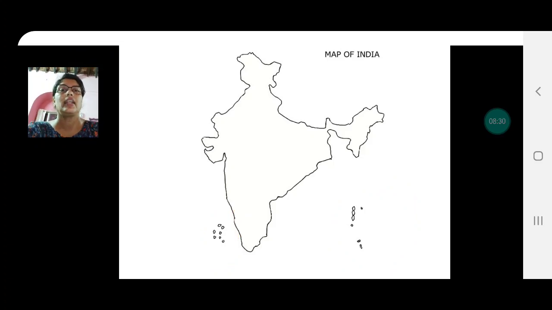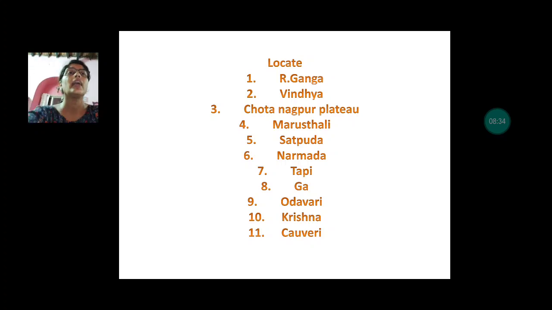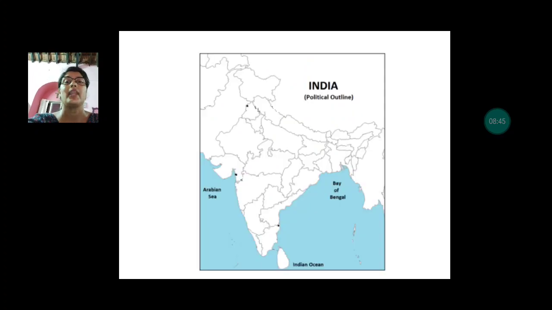The third map we'll try and take now. Locate River Ganga, Vindhya, Chota Nagpur Plateau, Marusthali, Satpura, Narmada, Tapi. I tried to take most of the things. Godavari, Krishna and Kaveri. So the first one is River Ganga.